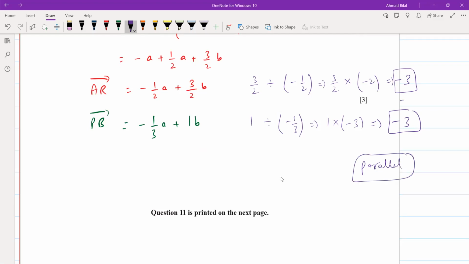Is this clear? Any issues? क्योंकि ये रेशियो इक्वल आई है इसलिए हमने कहा ये पैरेलल है, अगर रेशियो इक्वल नहीं आती तो ये पैरेलल नहीं होते। Any questions on this?